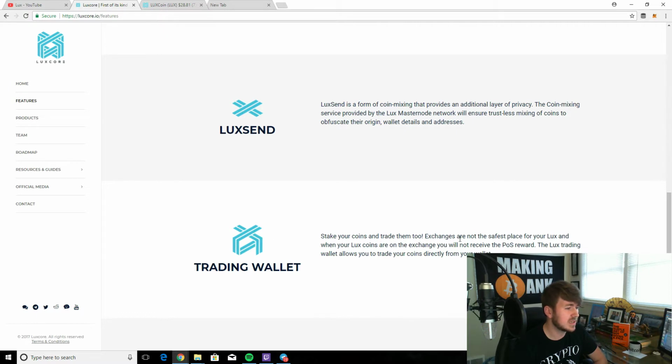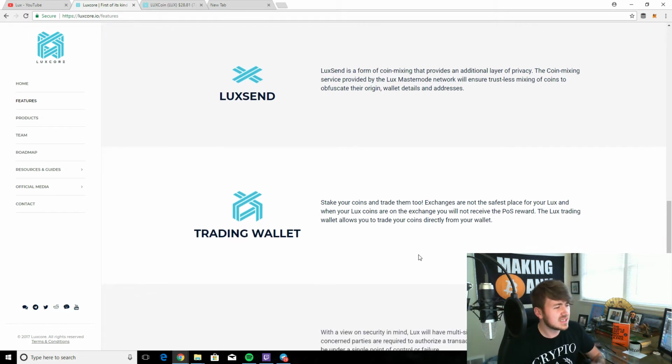Stake your coins, trade them too. Oh, the trading wallet. Exchanges are not the safest place for your Lux, and when your Lux coins are on the exchange, you will not receive the proof of stake reward. The Lux trading wallet allows you to trade your coins directly from your wallet.